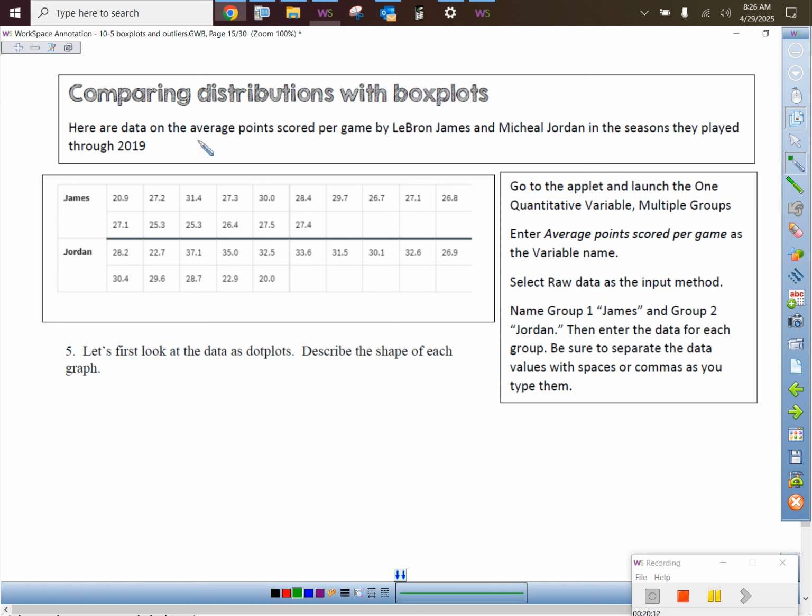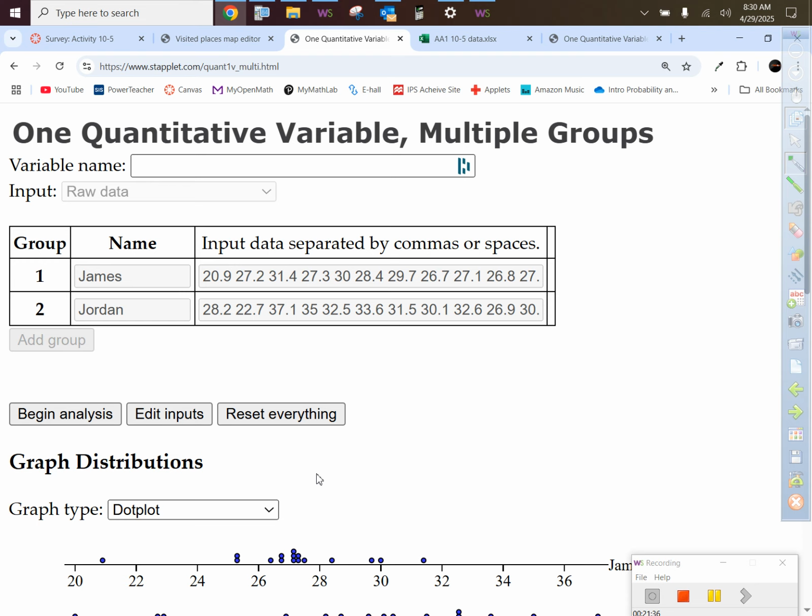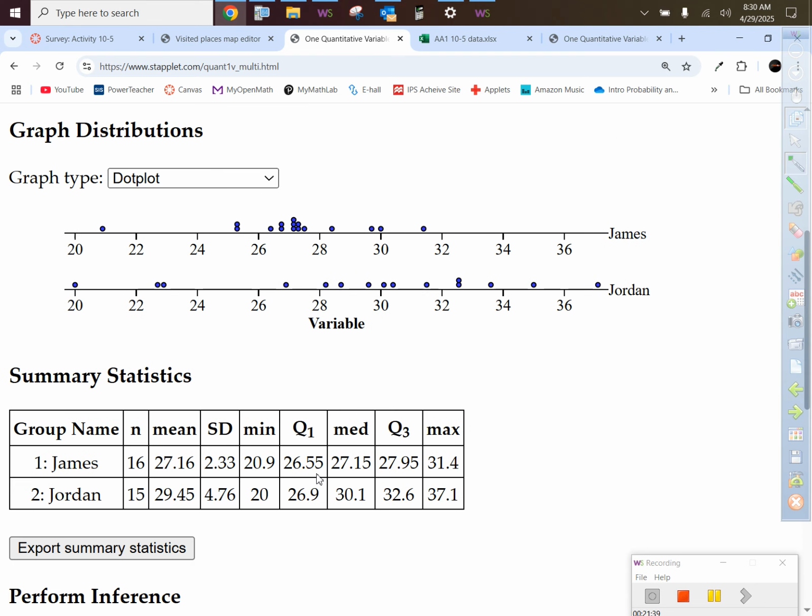And then go back to our spreadsheet. You have to copy the data separately. So if you want to do all of LeBron's stuff right here, copy that, put it into our applet under the James category, and then we'll do the same thing for Michael Jordan. And then we'll do this, and begin the analysis. And it should make 2 dot plots on top of each other.